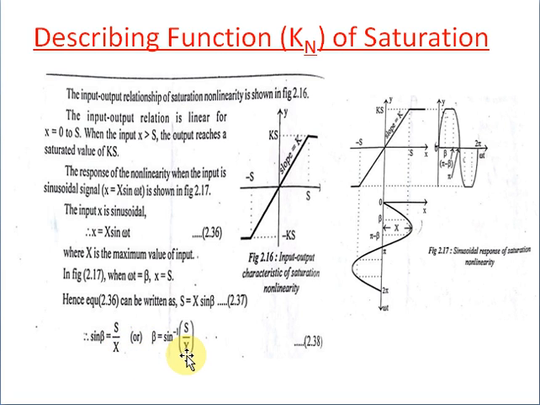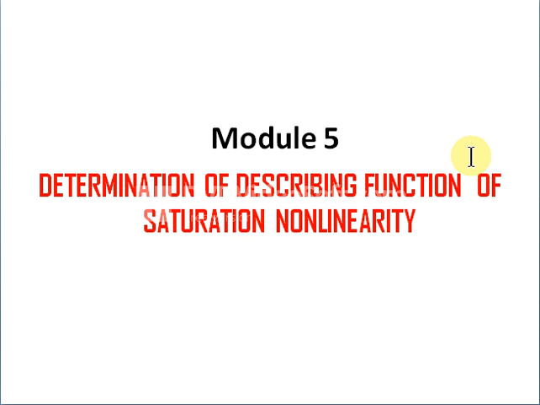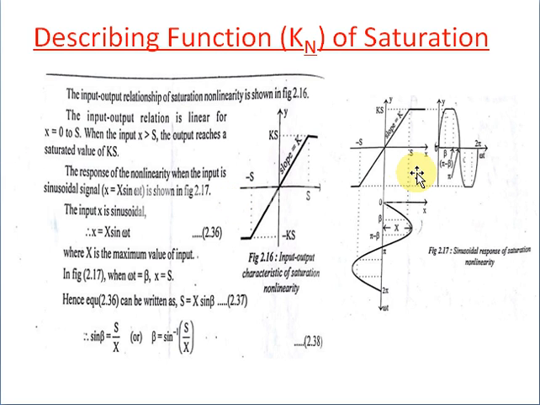Then, from this figure, it is clear that it exhibits both half wave and quarter wave symmetry. Is it clear? The value from 0 to pi is the mirror image of pi to 2 pi, therefore it exhibits half wave symmetry. And the value from 0 to pi by 2 equals that from pi by 2 to pi, so it exhibits quarter wave symmetry.